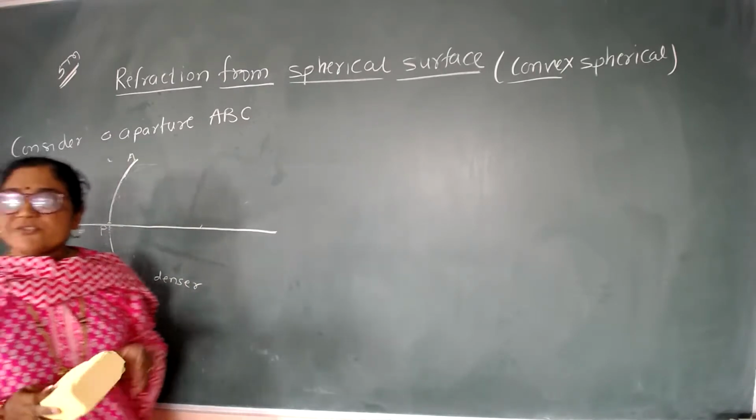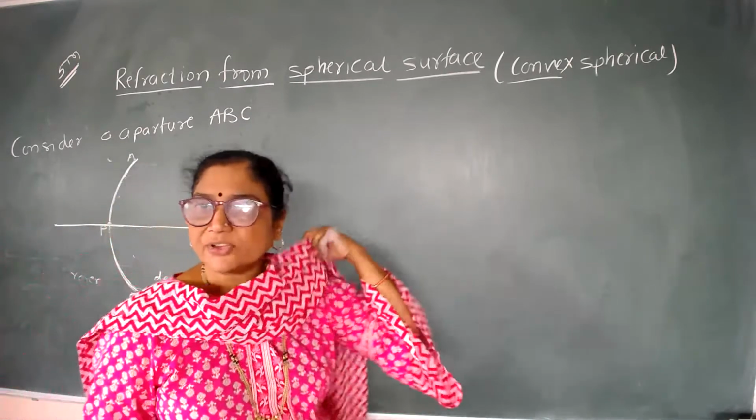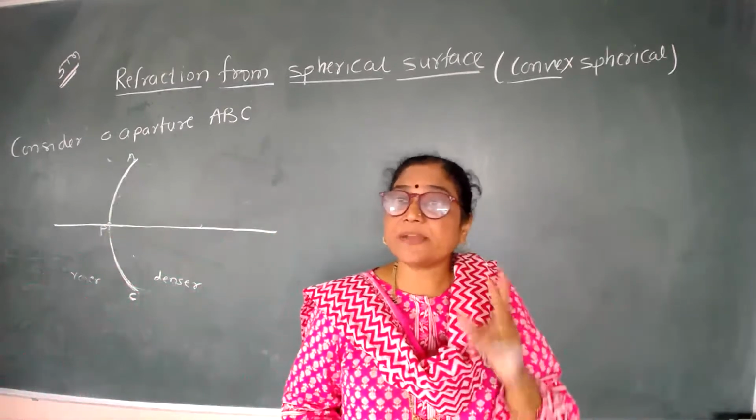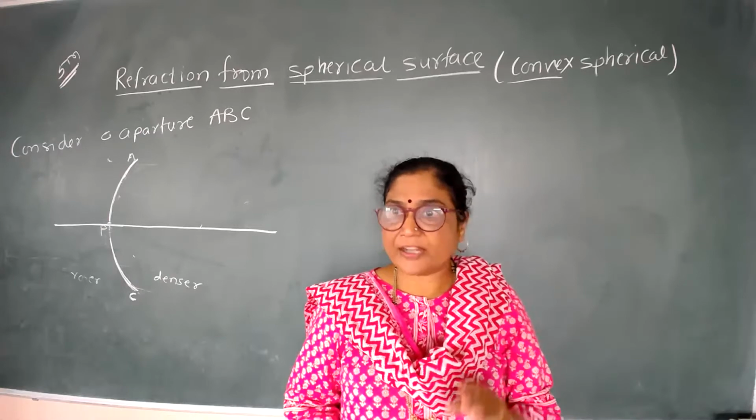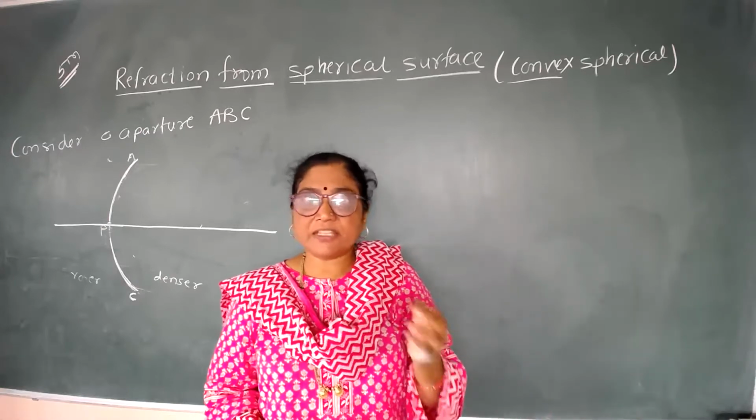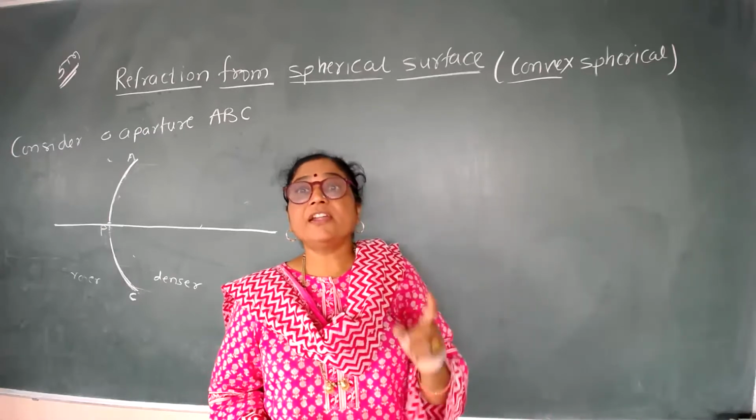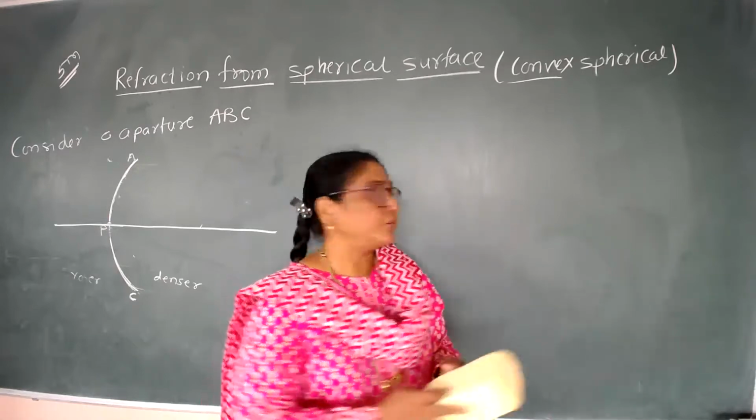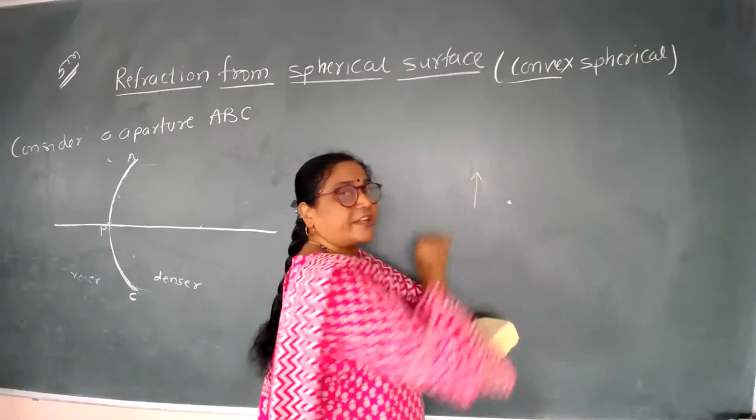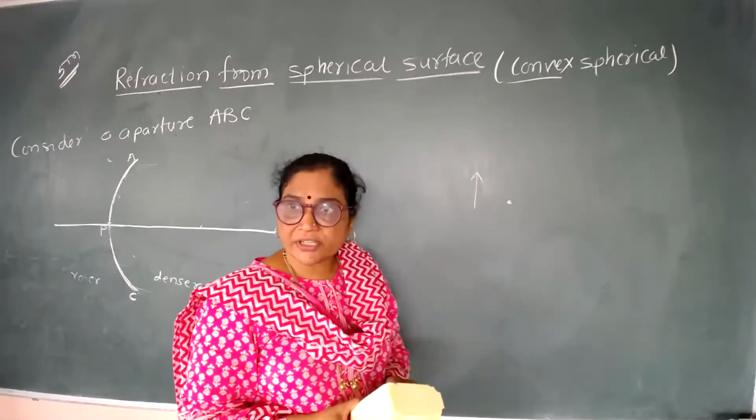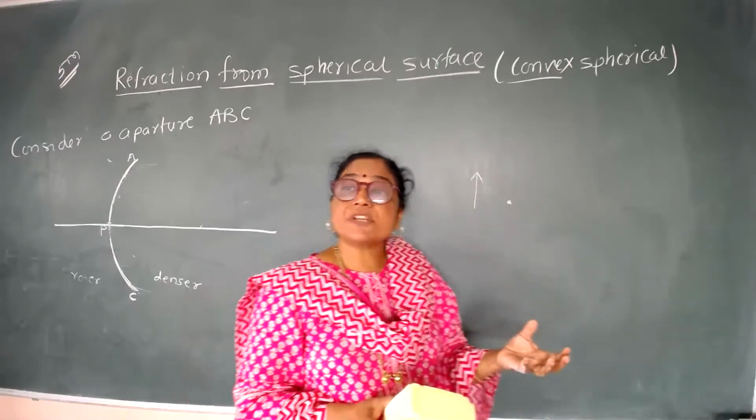Where is the object situated? The object is situated on the principal axis. How many types of objects are there? Two types. One is a point object, another one is an extended object. In one case we can take a point object, in the other we can take an extended object. Today we consider an object of which type?